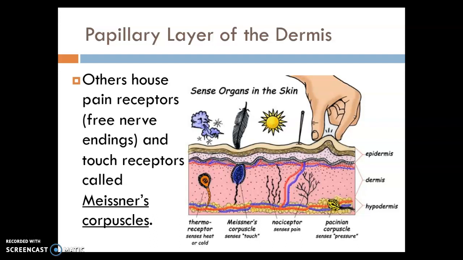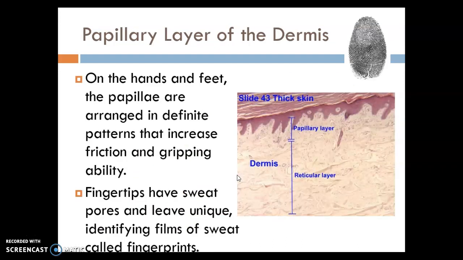Also, in the papillary layer, you have these things called Meissner's corpuscles. Meissner's corpuscles are these things right here. They sense touch, so they have to be up close to the epidermis, so you can touch things and feel that sensation. Those are basically nerve endings in the skin that allow you to sense touch and feel different sensations.